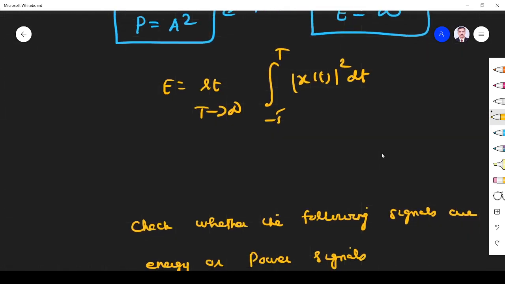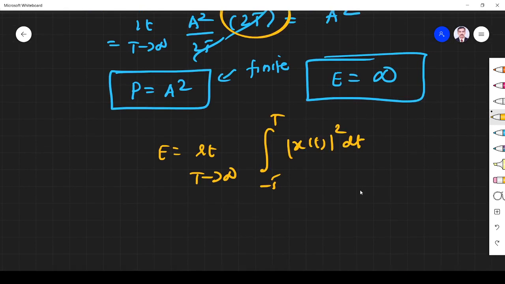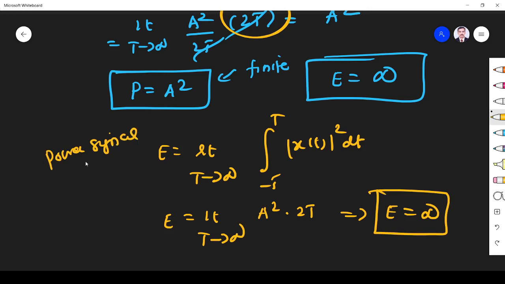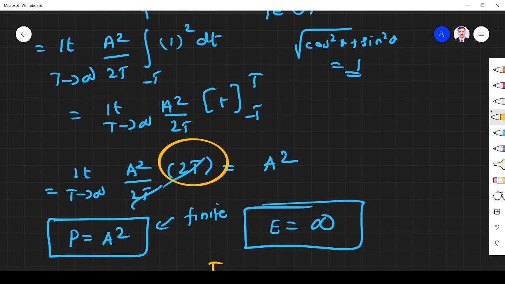So A squared, I take that one outside. This integration has limit t tends to infinity. If you do the same integration, what do you get? A squared into 2t. Now you can make t tends to infinity. What will happen? This will make E equal to infinity. So the complex exponential is a power signal. Right? So this is a very important conclusion.